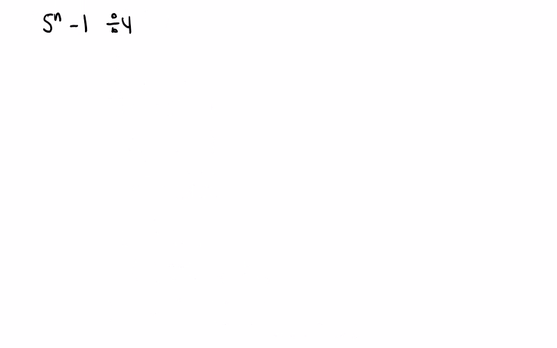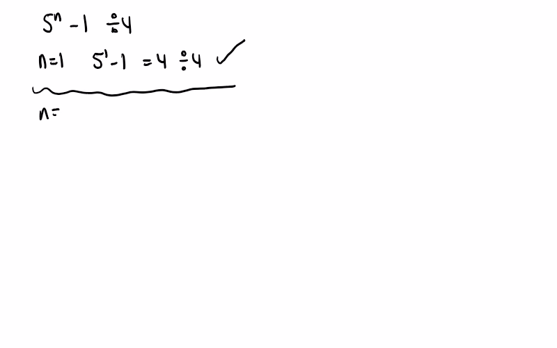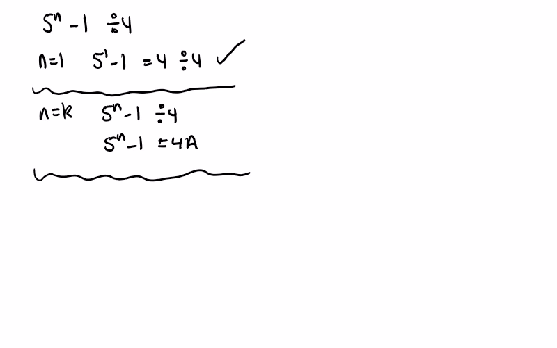Is 5 to the power of n minus 1 divisible by 4? n is equal to 1. 5 to the power of 1 minus 1 is equal to 4, which is divisible by 4. So that's true. Assume n is equal to k is divisible by 4. So 5 to the power of k minus 1 is divisible by 4, so we'll call that 4a. We could say 5 to the power of k is equal to 4a plus 1 as well. We may not need to. Let's have a look here.